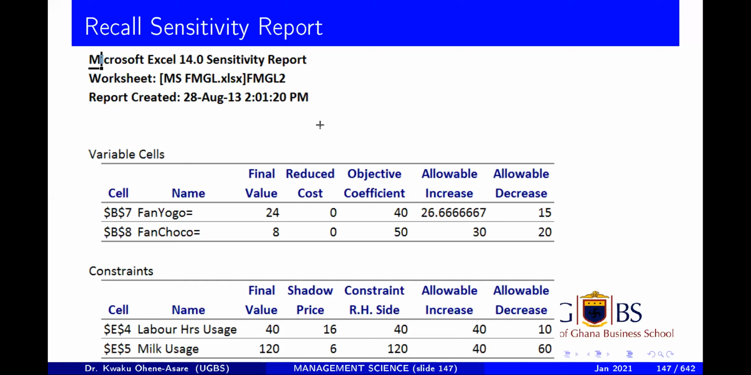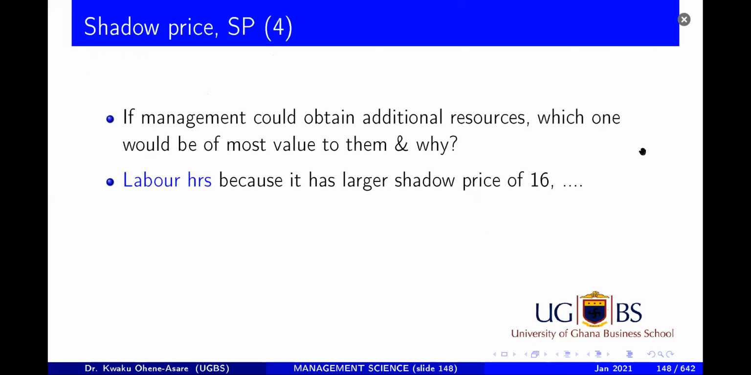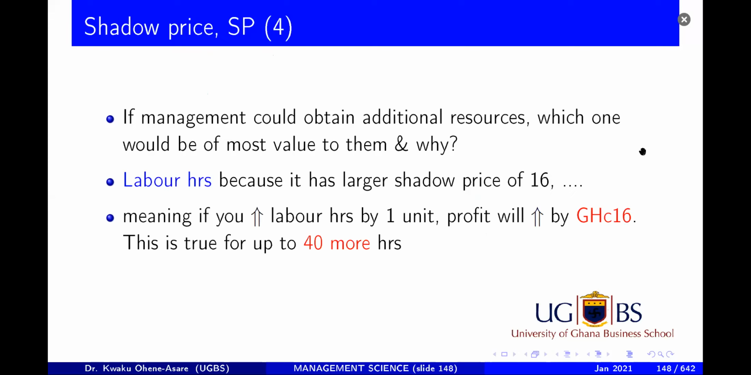Augustine. I think labor will be of most value to them because the shadow price of labor is higher. Perfect. Labor will be of most value because it's the one with the higher shadow price. The word is higher because you are doing a comparative analysis. So you use the shadow price to think. Now let's go to the next one. But always you have to ask yourself, higher by how much?